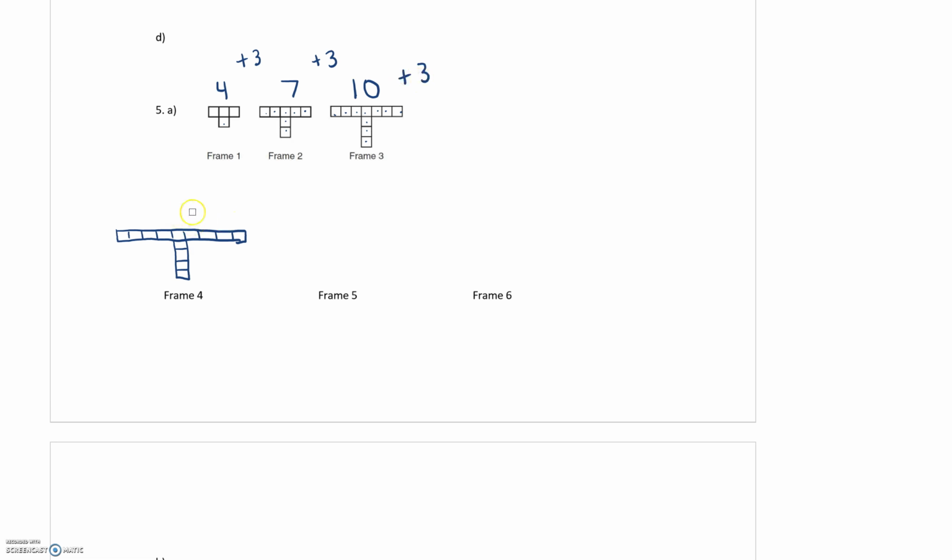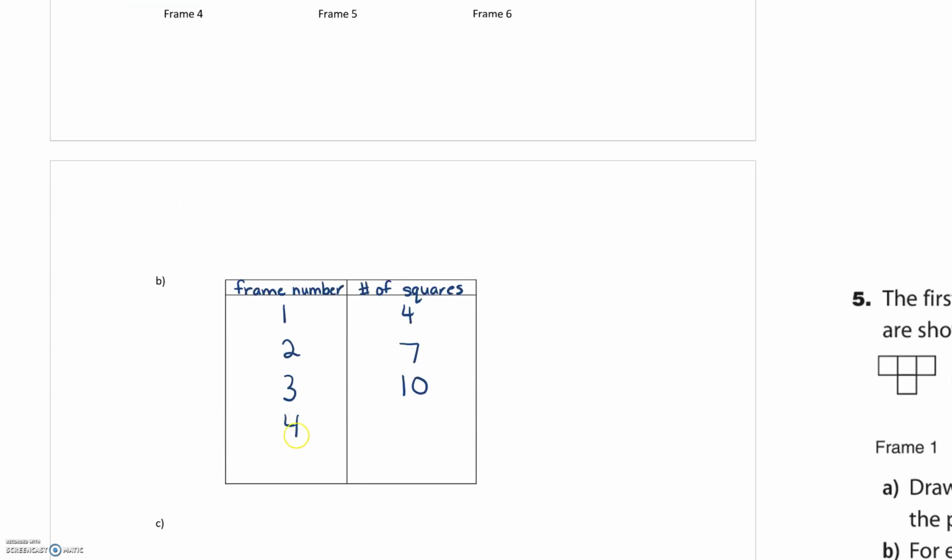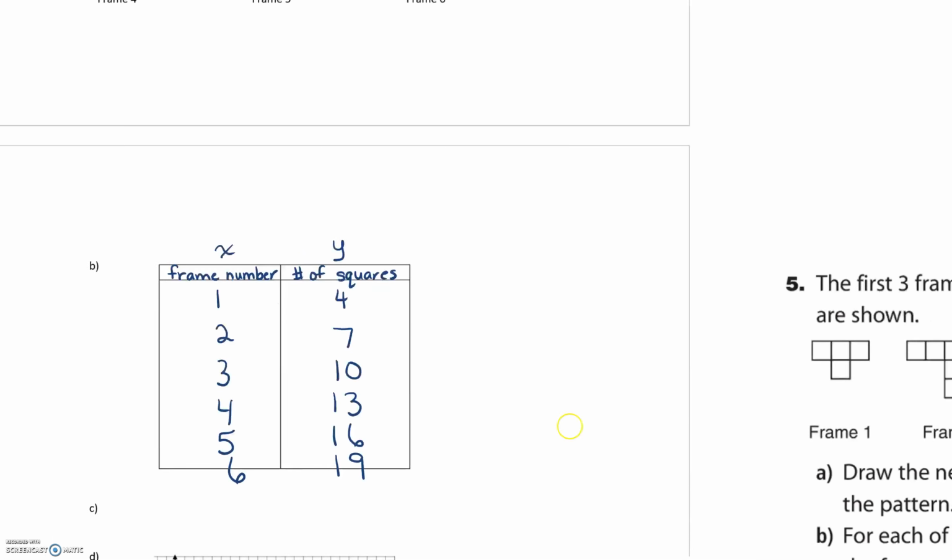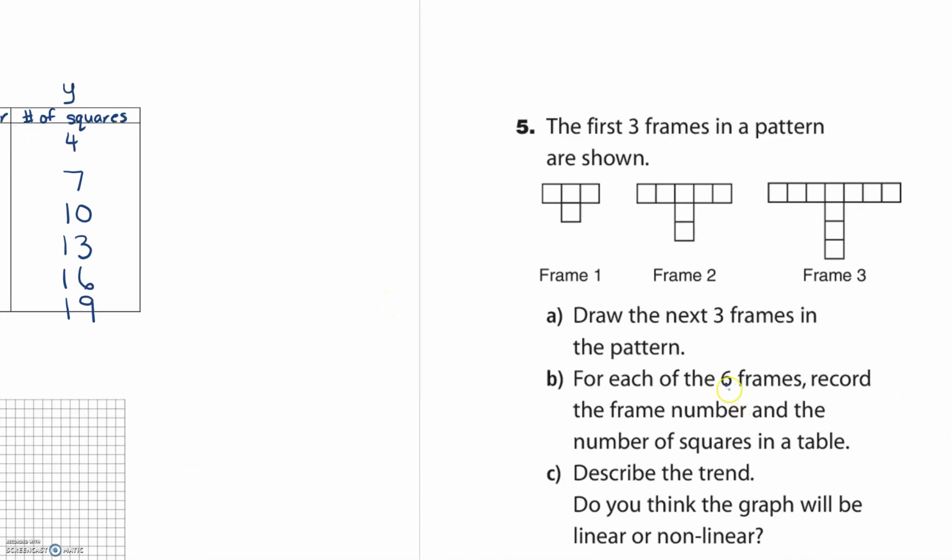So if I go up by 3, the next one should be 13, which is frame 4. Frame 5 is going to be 16, because I'm again just going up by 3. And frame 6 will have 19. Okay, so there's your table of values that they want you to complete. So just remember to have an x-axis, a y-axis, and to have frames 1 to 6. Okay, so we did that.